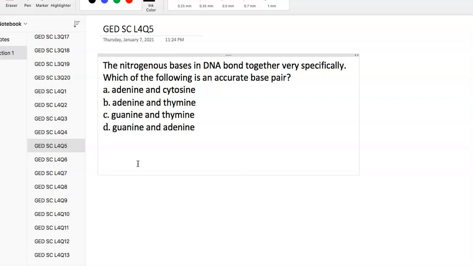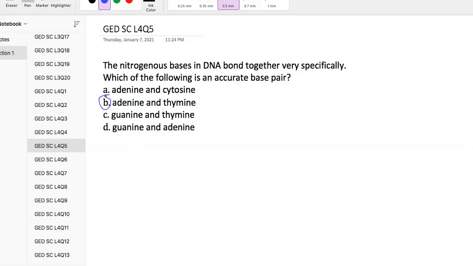Question 5. The nitrogenous bases in DNA bond together very specifically. Which of the following is an accurate base pair? So that would be adenine and thymine. Answer choice B.